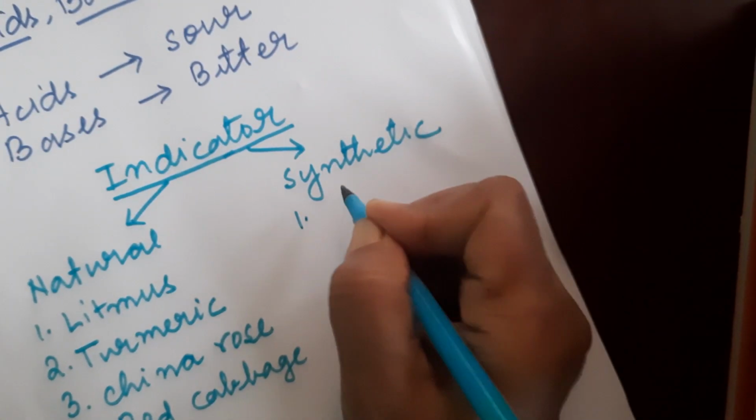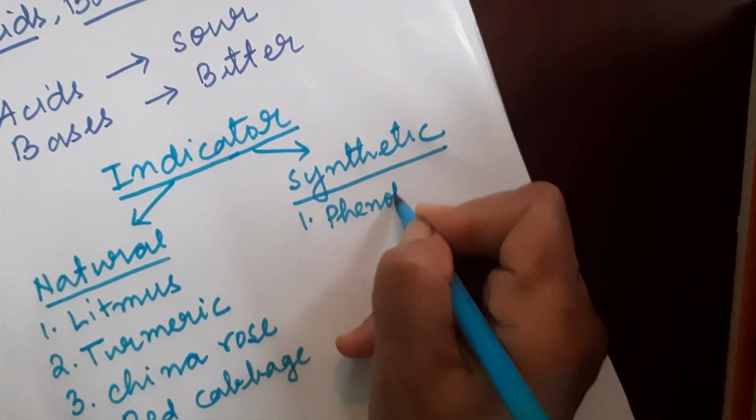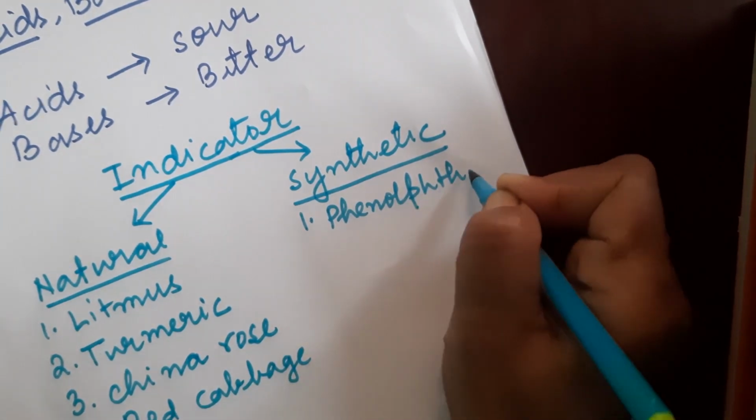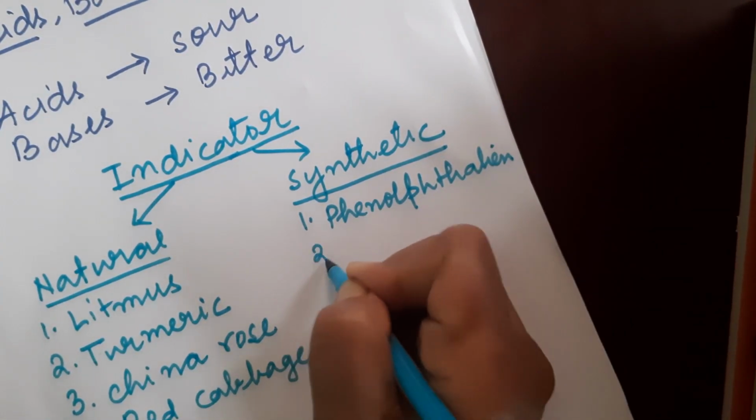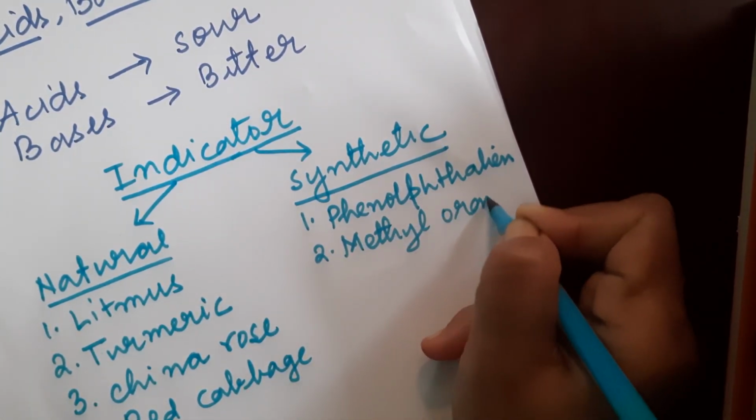Under synthetic indicators, you have to read about two most common indicators, phenolphthalein and methyl orange. Let's read about them one by one in detail. So, let's start with the most common indicator, litmus. So, our first indicator is litmus.